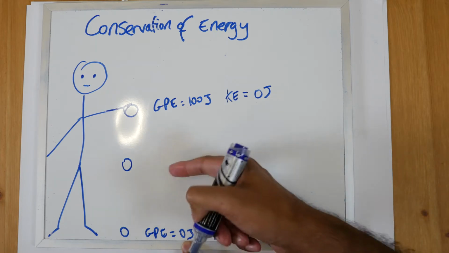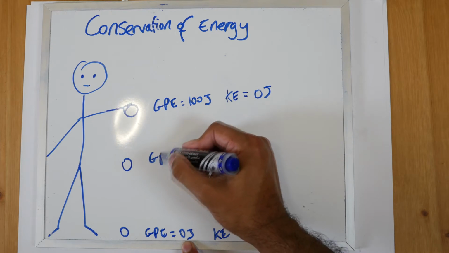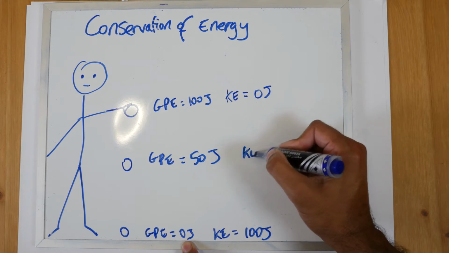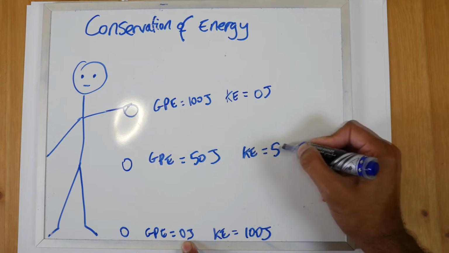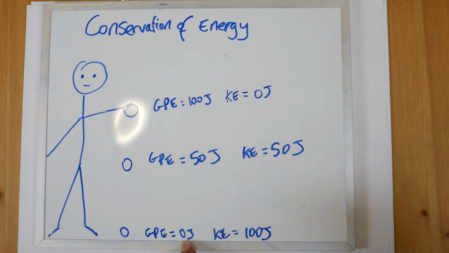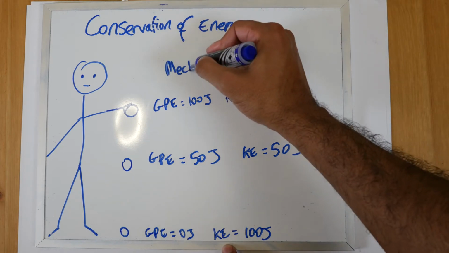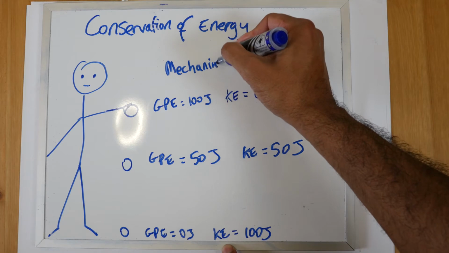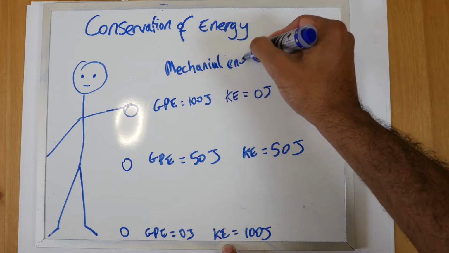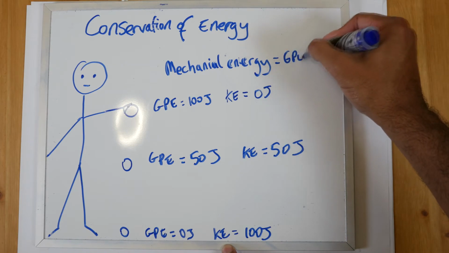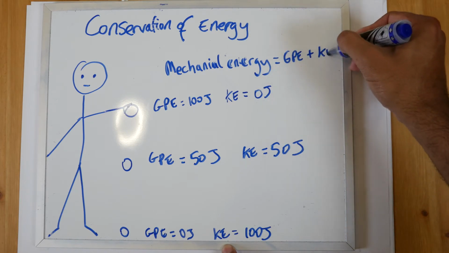Okay? And in the middle, we've got some kind of halfway house where GPE is 50 joules and the kinetic energy is also 50 joules. Now, if we have a look at the total energy in this system, we would call that mechanical energy. And I'm just going to write it here. Mechanical energy. And that is the GPE plus the KE.